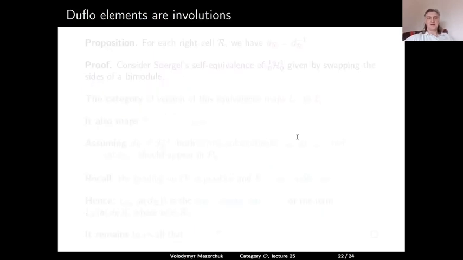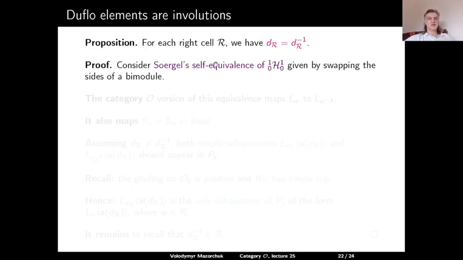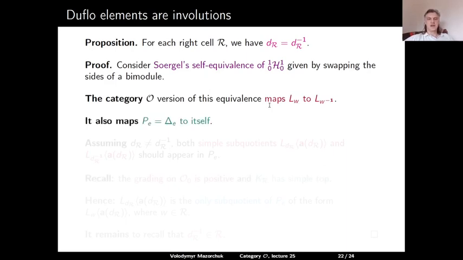And finally, let us now prove that Duflo elements are indeed involutions. So for each right cell R, d_R is equal to d_R inverse. Let us consider Joseph's self-equivalence of the category of Harish-Chandra bimodules given by swapping the sides of a bimodule. The category O version of this equivalence swaps L_w with L_{w inverse}, and it preserves the dominant Verma module Δ_e.